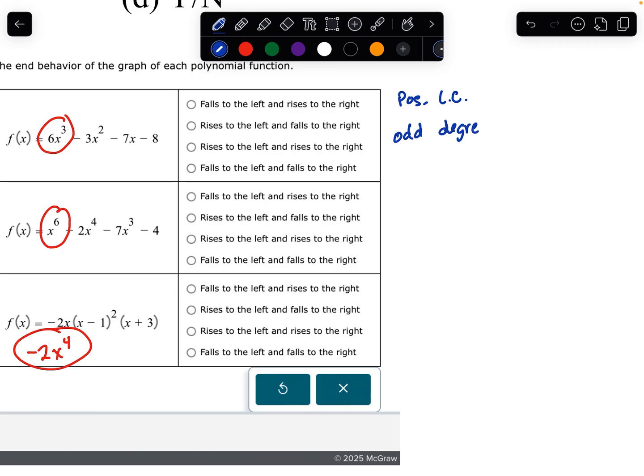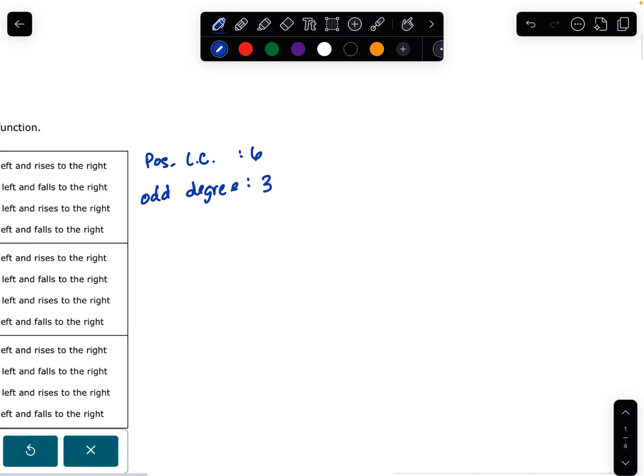So the leading coefficient here is 6, the degree is 3. So if it's a positive leading coefficient and an odd degree, then that means on the left side, it's going to have to fall. On the right side, it's going to have to rise and go up.